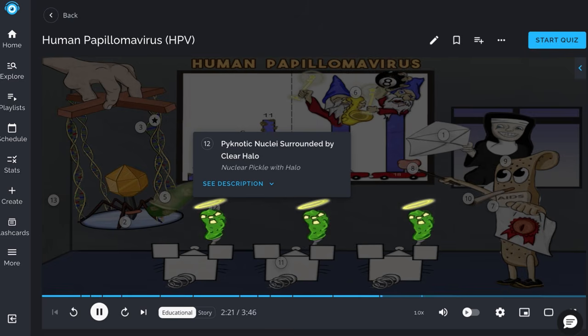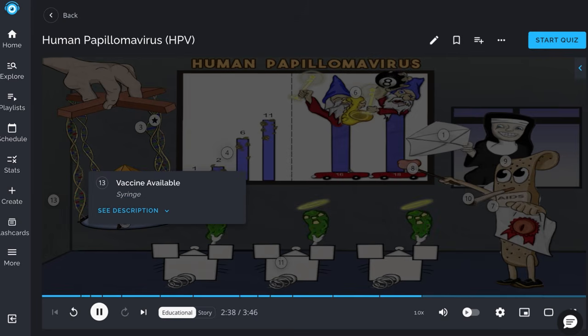Another cellular peculiarity displayed by HPV-infected cells are pyknotic nuclei surrounded by a clear halo, demonstrated by the nuclear pickle with halo. This occurs as the chromatin condenses in the nucleus of a cell undergoing apoptosis or necrosis, and also reveals a paranuclear halo. Lastly, there is a vaccine available to assist adolescents and young adults in building an adequate immunity against those high-risk HPV strains that lend themselves to the development of premalignant neoplasms in the anogenital and oropharyngeal area.